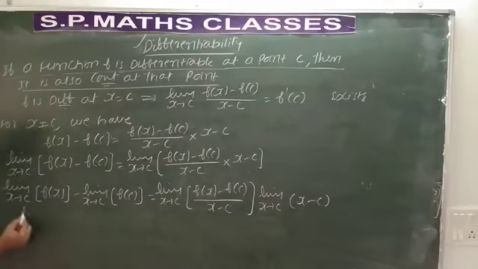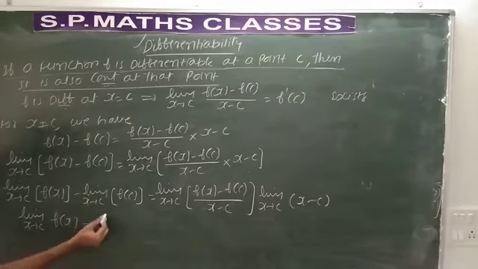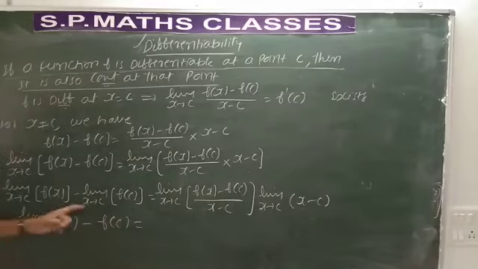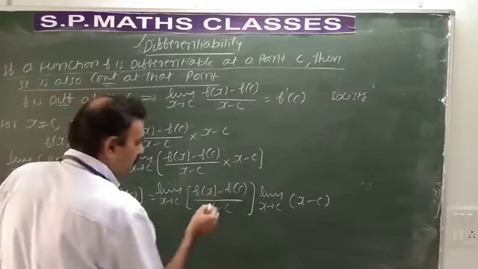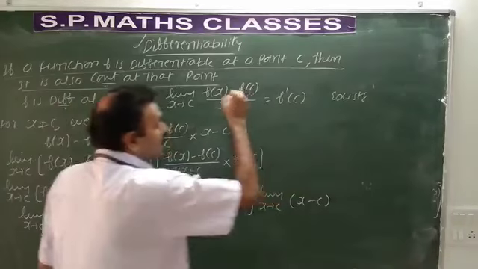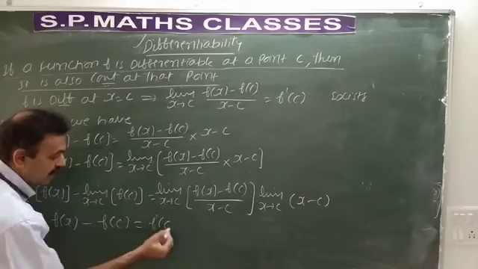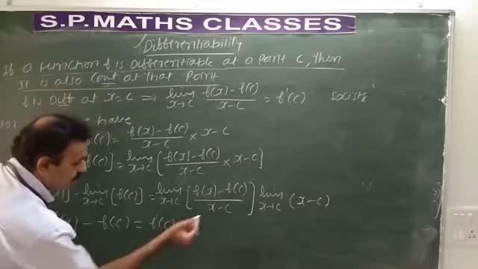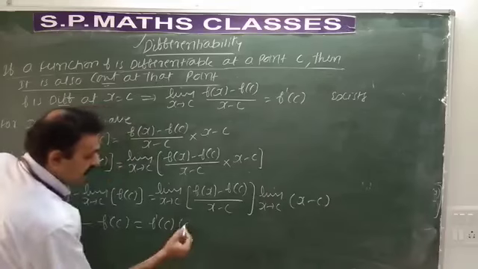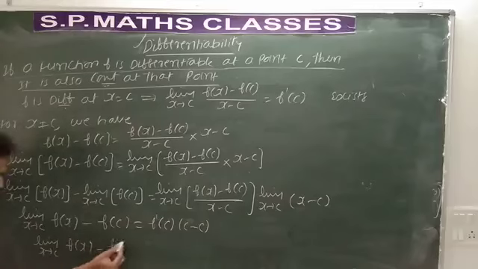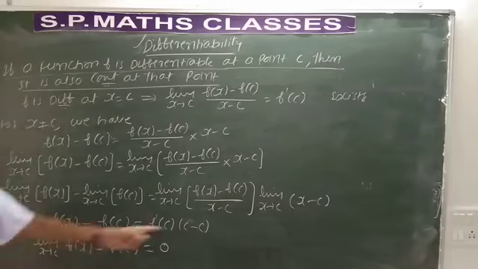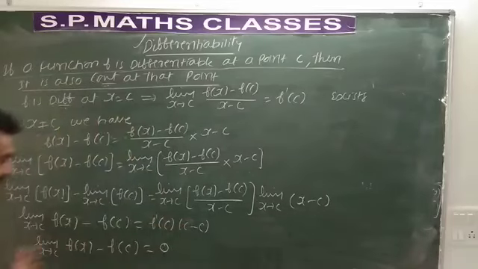Now it remains as it is. Limit as x tends to c f of x. Suppose if you apply the limits also, it remains the same thing. Limit as x tends to c f of c is f of c only. Limit as x tends to c of [f of x minus f of c by x minus c] is nothing but f dash of c, into x tends to c, it is c minus c, 0. So limit as x tends to c f of x minus f of c is equal to 0. C minus c is 0, 0 multiplied by f dash of c is 0.